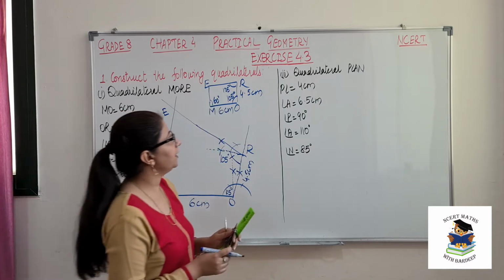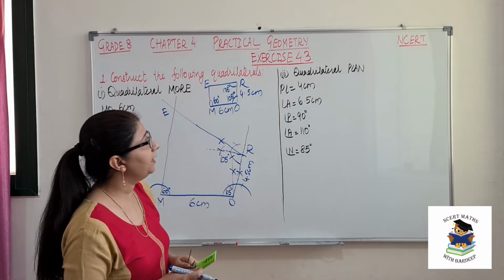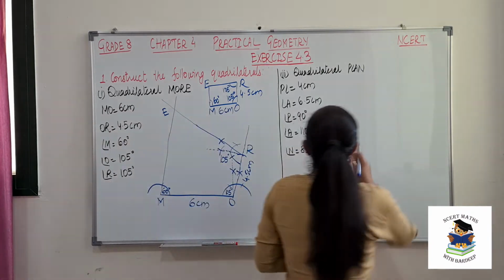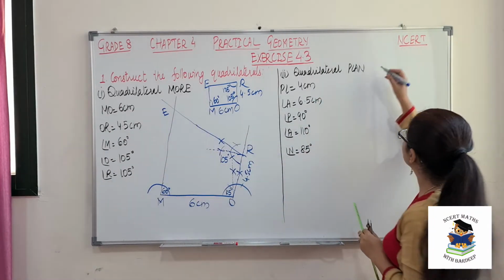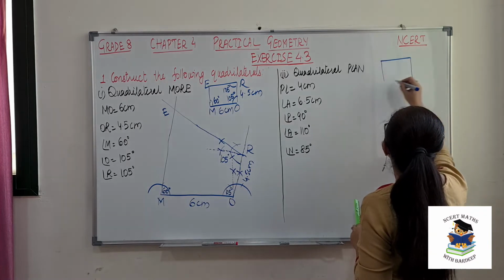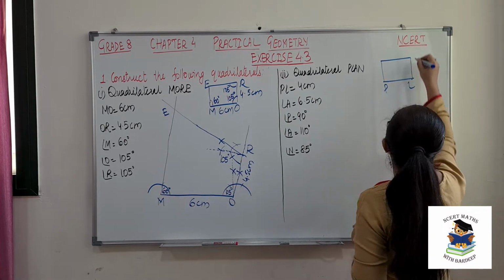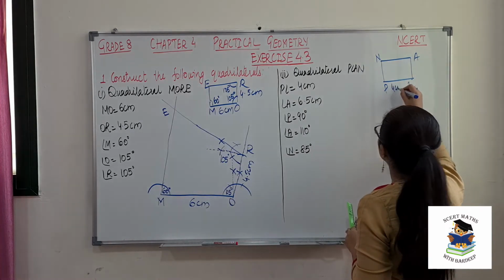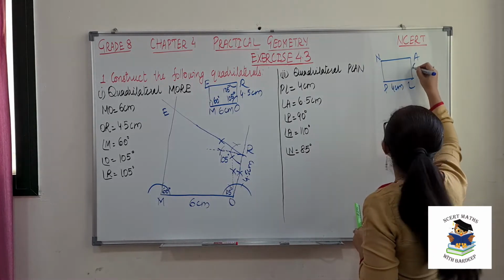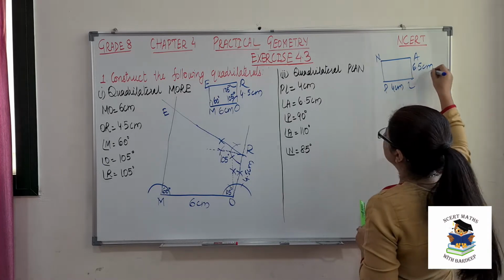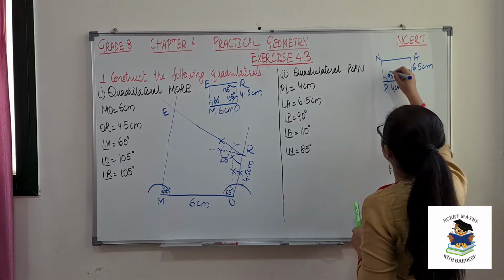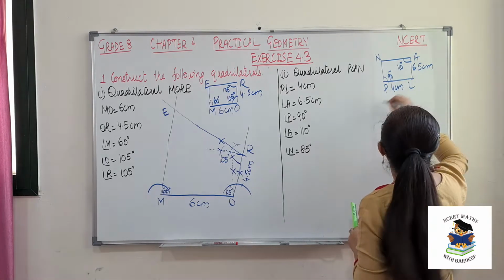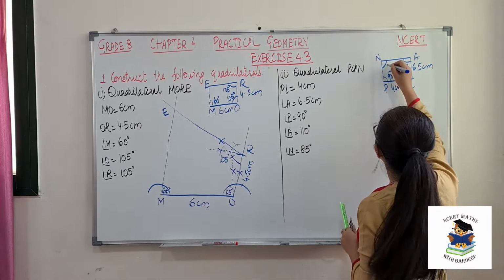So now let's see our second part. Again a quadrilateral, in which these dimensions are given. Let's first make a rough sketch for this. P, L, A and N. So PL is 4 centimeter, LA is 6.5 centimeter, angle P is 90, angle A is 110 degree and angle N is 85 degree.